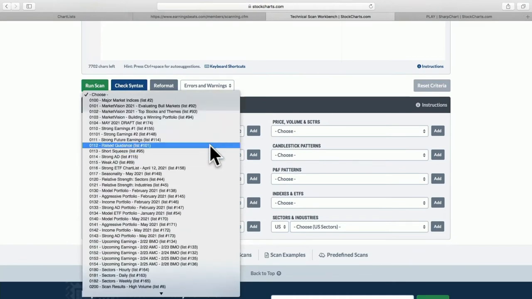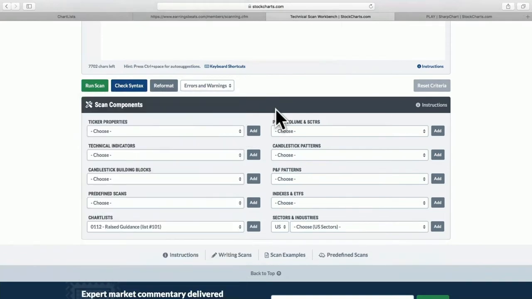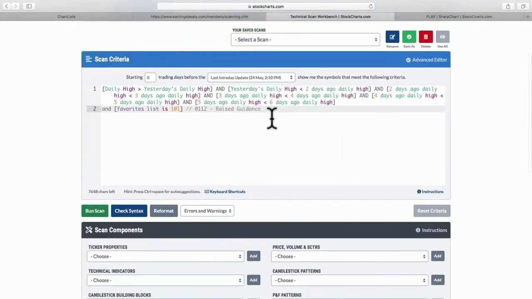Now, as you might imagine, sometimes when the market is strong, it's going to be harder to find companies that have been going down for 5 straight days. But we'll run the scan and we'll just see if we come up with anything here. So that's how easy it is to just quickly type in or to copy and paste the scan syntax and then also select the chart list that we want to scan against. So we'll run this scan just to see if anything comes up. I'm going to assume probably no.